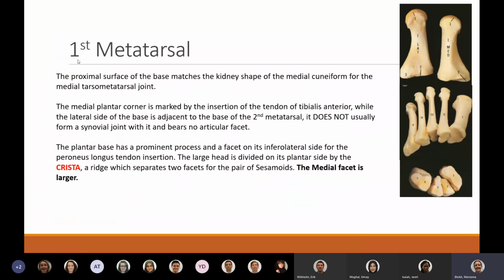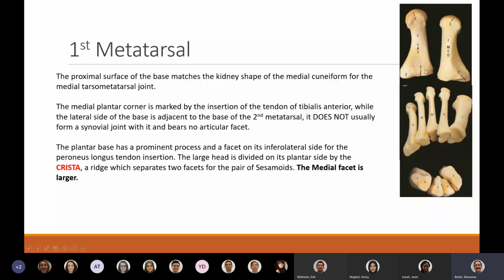Okay, things to note about the first metatarsal. If you look at this, this is your first metatarsal, this is your medial aspect, this is your lateral aspect. Medially, the medial plantar corner is marked by the insertion of the tibialis anterior. We said it's on the medial cuneiform, and the medial plantar aspect of the base of the first metatarsal is the insertion point of tibialis anterior. This is the medial side.